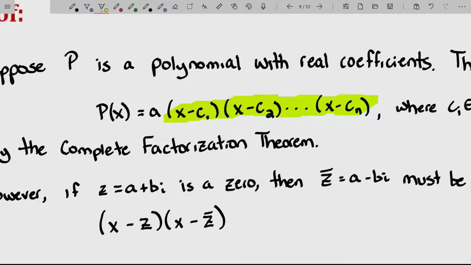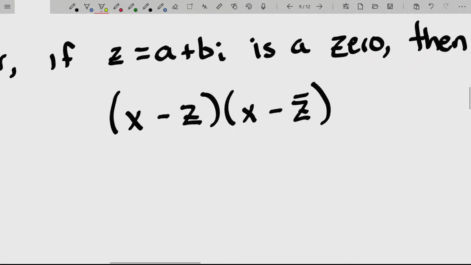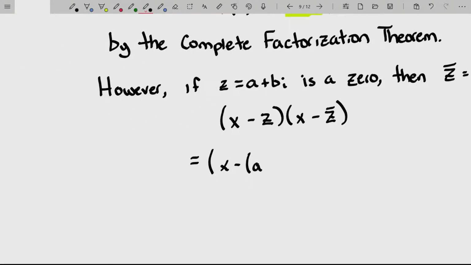But what we're saying is, well, if we take those ones with non-zero imaginary parts, let's go ahead and multiply them together and see what we get. Remember, z here is a plus bi, and z bar, which is the conjugate, is a minus bi.